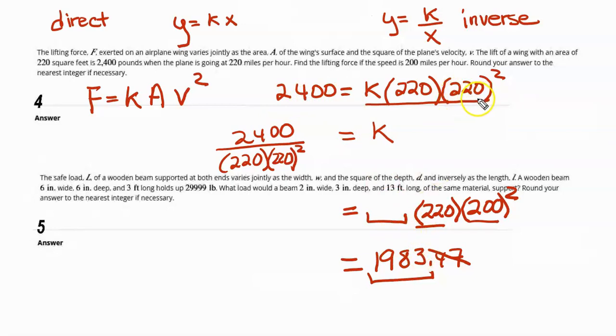With less speed, you have less force of lift. And that's why planes have to fly at a certain speed on the runway to develop enough lift so that they can get off the ground. And of course, maintain that speed if they want to stay up in the air. A little bit of physics. Okay, let's go on to our next one.